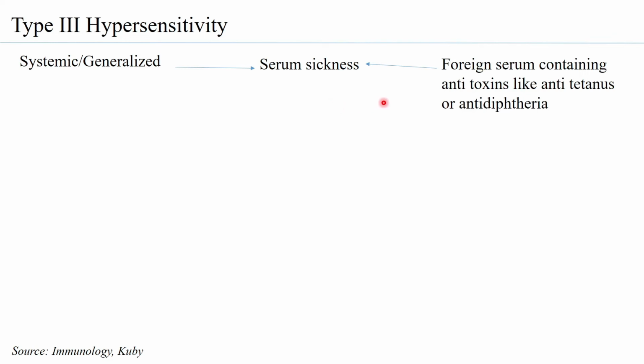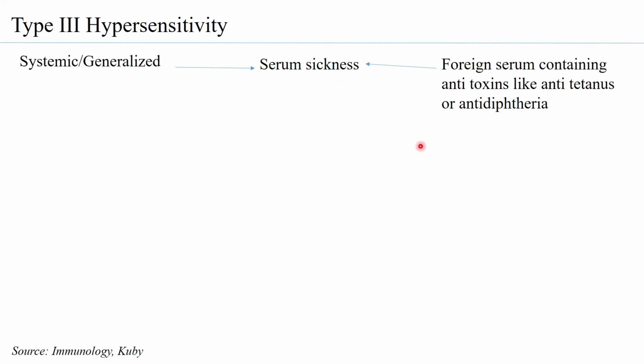Then, if the immune reaction becomes systemic or generalized, one of the most common type 3 hypersensitivity reactions related to the systemic system is serum sickness. Now, when does this generally happen? For example, suppose a person is injected with a foreign serum, and this foreign serum contains antitoxins like antitetanus, antidiphtheria. These antibodies, that is anti-tetanus and anti-diphtheria, have been formed in another organism.